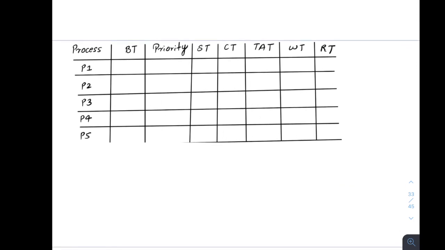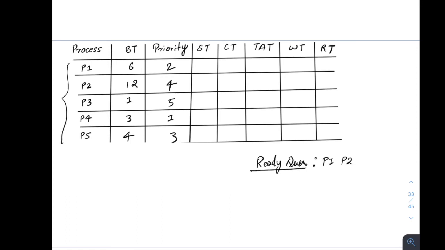So it was burst time 6, 12, 1, 3, 4, 2, 4, 5, 1, 3, right? Let's try to solve this quickly. So I will again maintain a ready queue here. Whenever I have a preemptive algorithm, I do maintain the ready queue. Now, all have arrived at time 0, that we know, right? So everybody is there in the ready queue initially. All the processes are there.